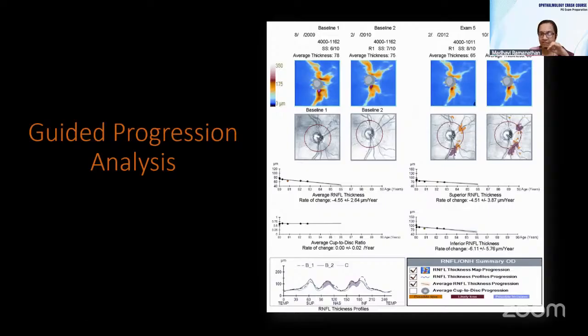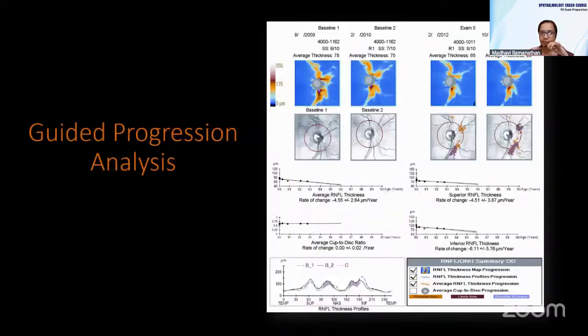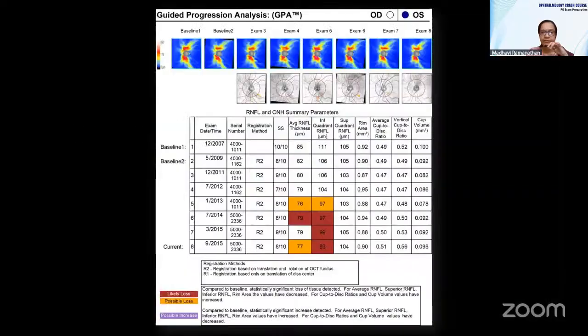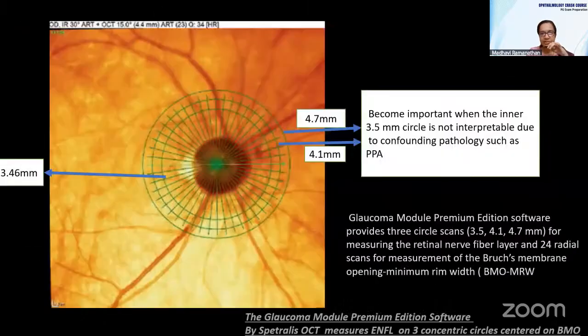There is something called the event analysis and the trend analysis. Simply put, in event analysis, at one point of time, the examination is compared with the baseline. That is the event. If everything is put together in the form of a graph and you see the trend over a period of time, that is the trend analysis. These are the two printouts that you are going to get in a GPA printout. These are the parameters. Once again, this is all color coded, so it is easy to interpret: likely loss will be shown in red, possible loss will be shown in orange.